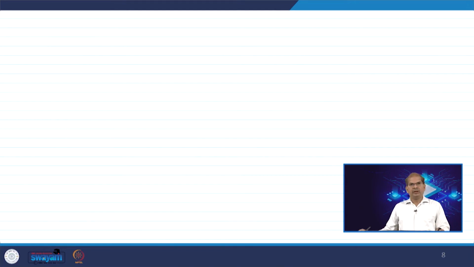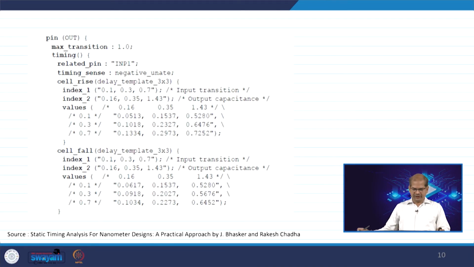So, if you look into this table here, which is called a dot lib (Liberty file), which is used extensively in timing analysis, used extensively in static timing analysis. So, if you can see here, you have some parameters here.